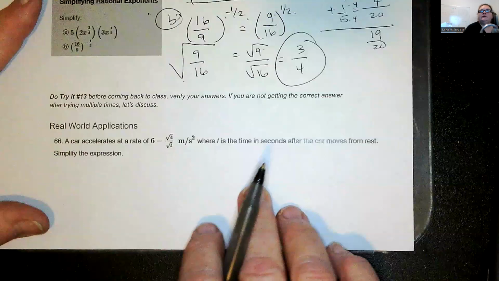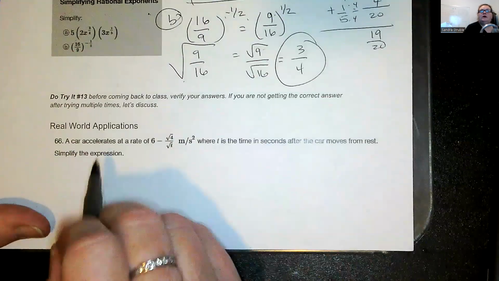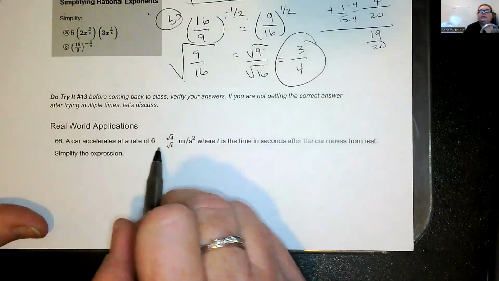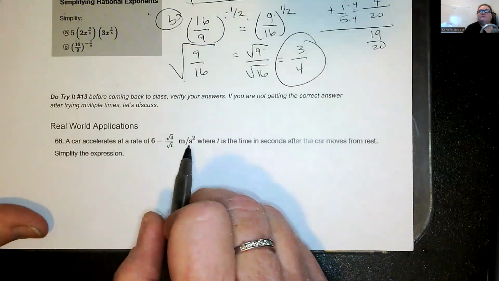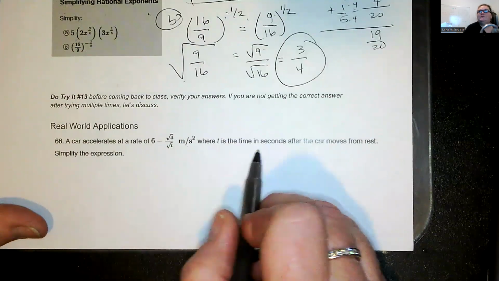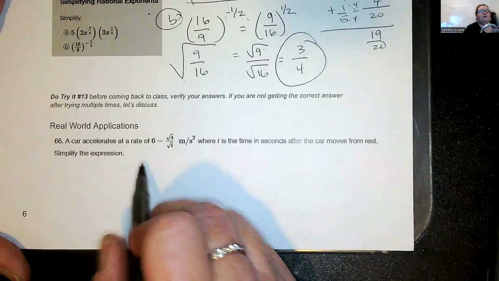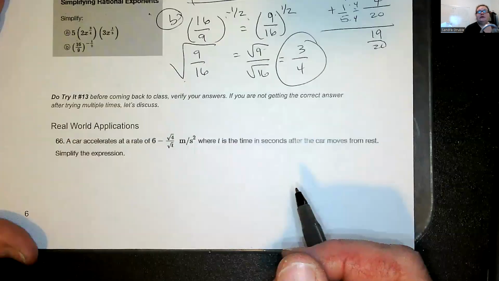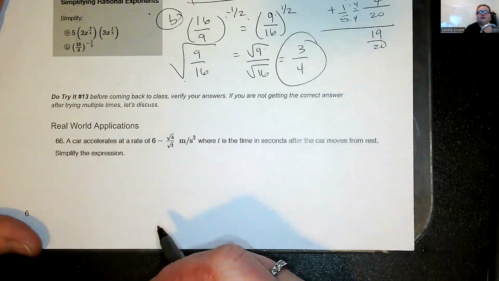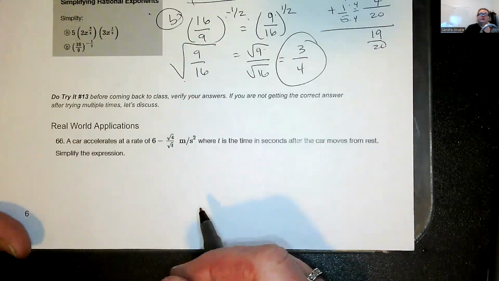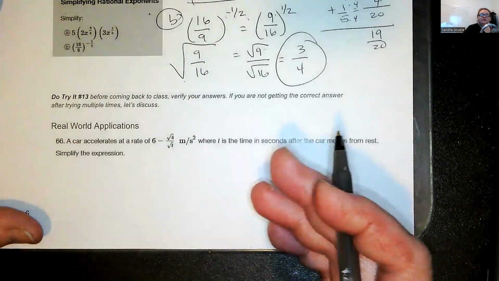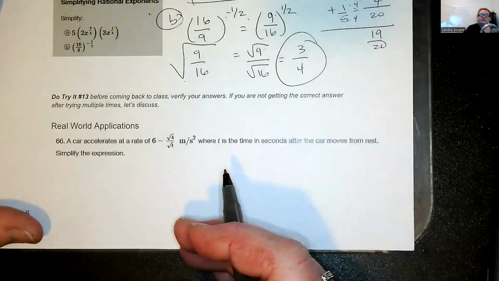All right. Looks like we've got a real world application. A car accelerates at a rate of 6 minus the square root of 4 over square root of t meters per second squared, where t is the time in seconds after the car moves from rest. Simplify the expression. Well, we can't have a square root in the denominator. Okay, so how are we going to do this? We can't combine the terms without them having the same denominator.